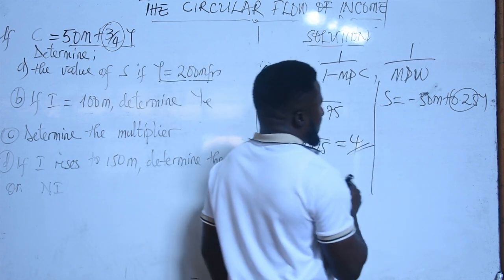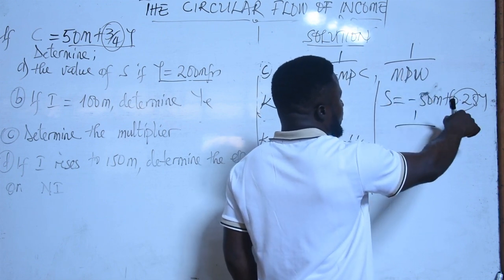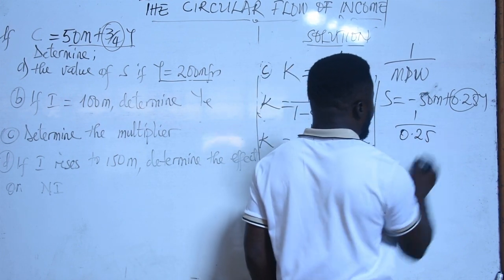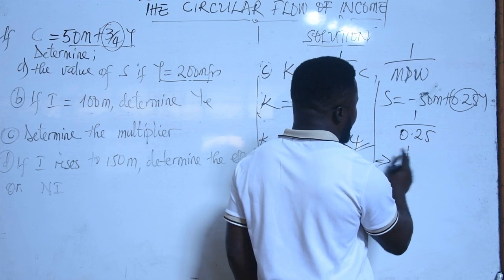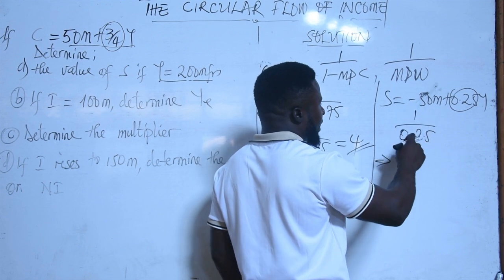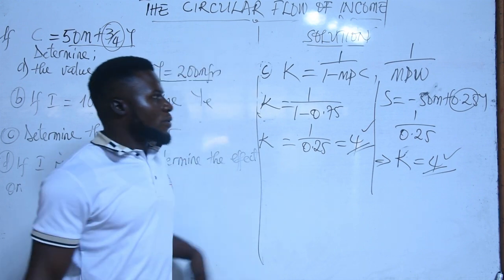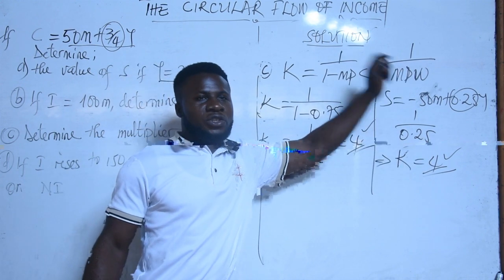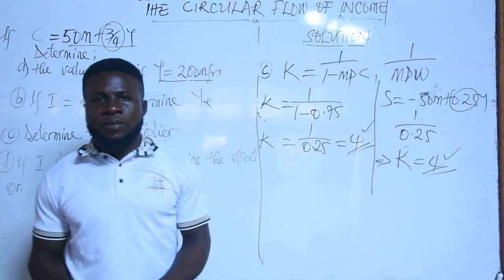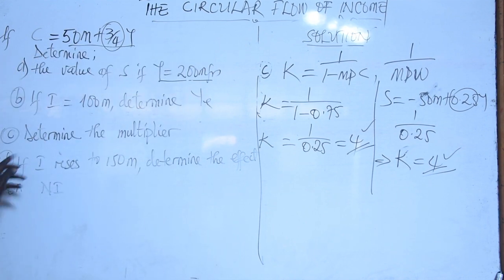So therefore, we have 1 all over the marginal propensity to save, since that's the only withdrawal we have here, which is 0.25. That shows us that our multiplier K here is 1 divided by 0.25, which gives us 4. That is the same answer here. So you can choose to use either the withdrawal multiplier or you use the normal multiplier through the marginal propensity to consume. That was C. Let us see what D has for us.